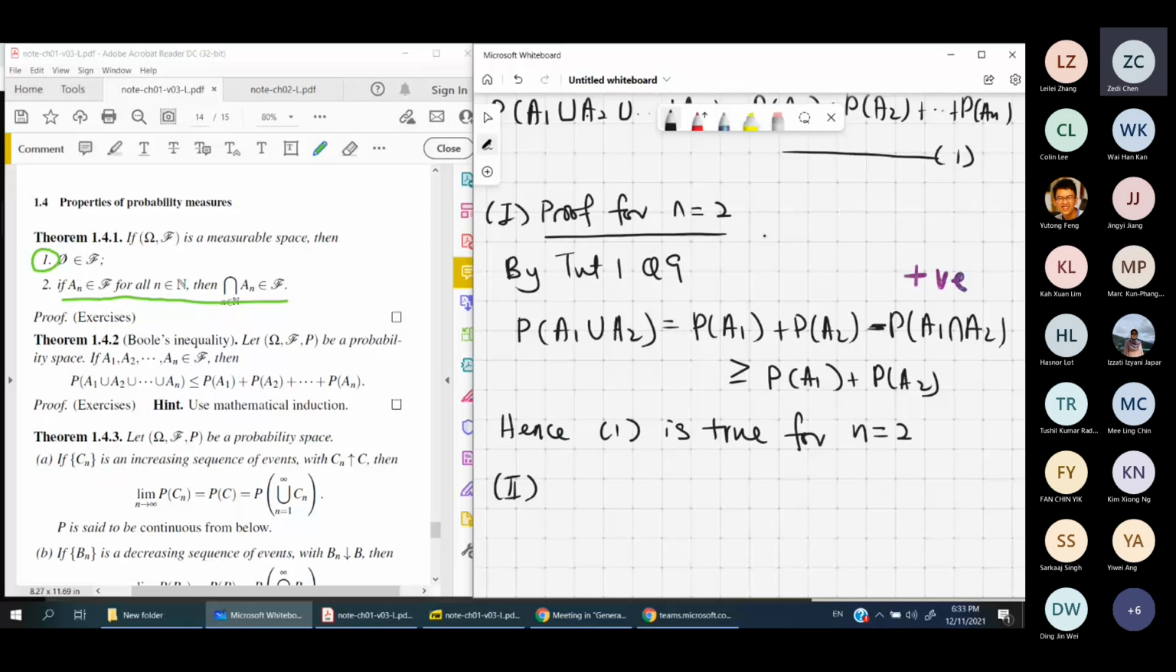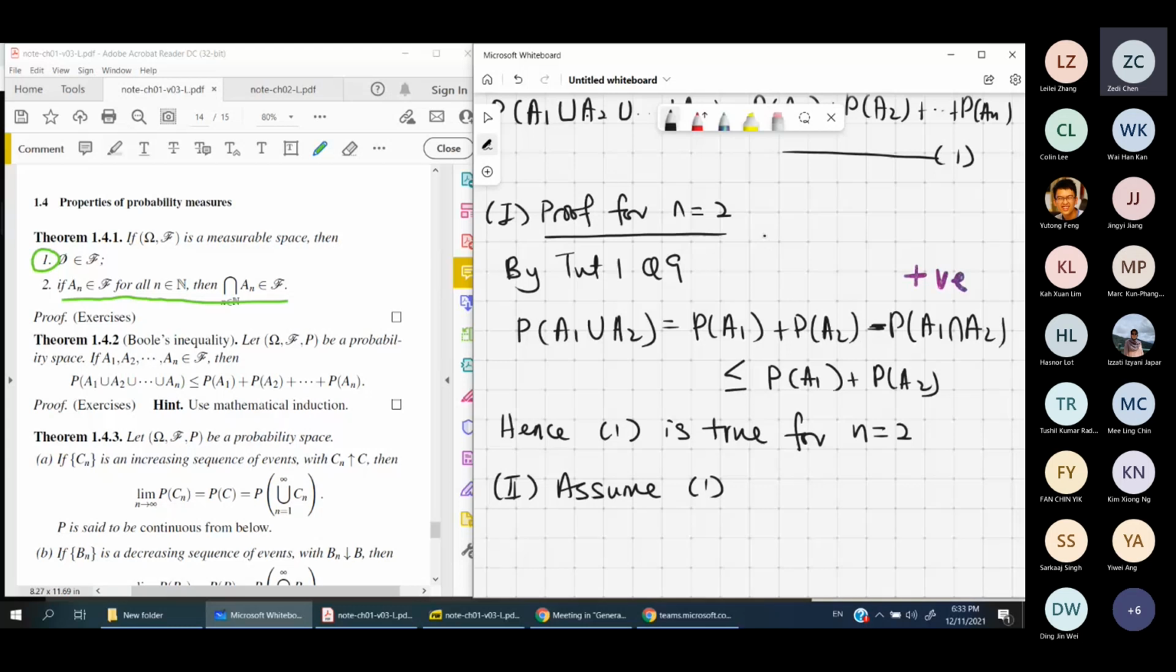Next, the inductive step. So we assume... Is it not the other way around? Sorry? Shouldn't P of A1 plus P of A2 be larger than P of A1 union A2? Which one? The third line from the bottom. Okay, yes, correct, sorry. Thank you. Because these numbers minus a positive number, for sure it should be less than or equal to this. Thank you. So we got this one.